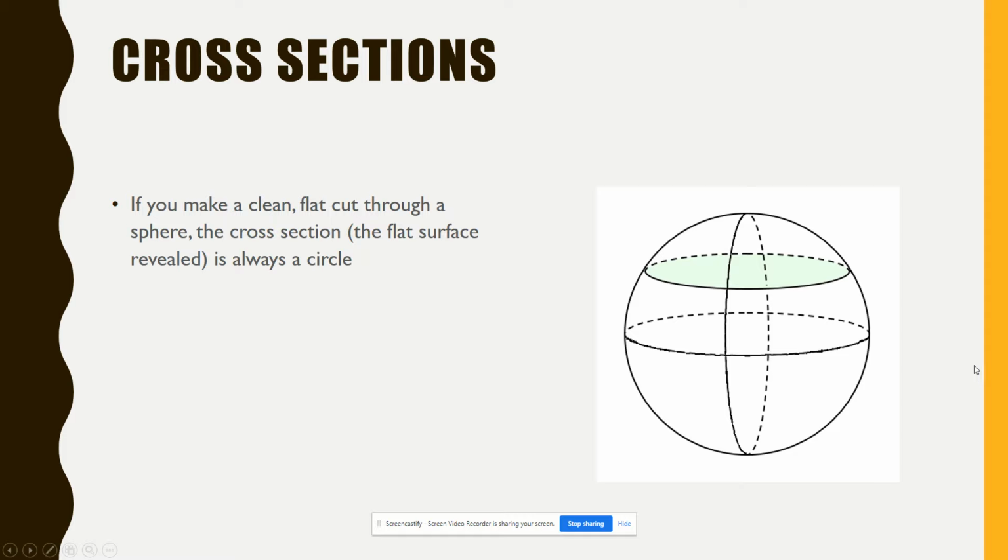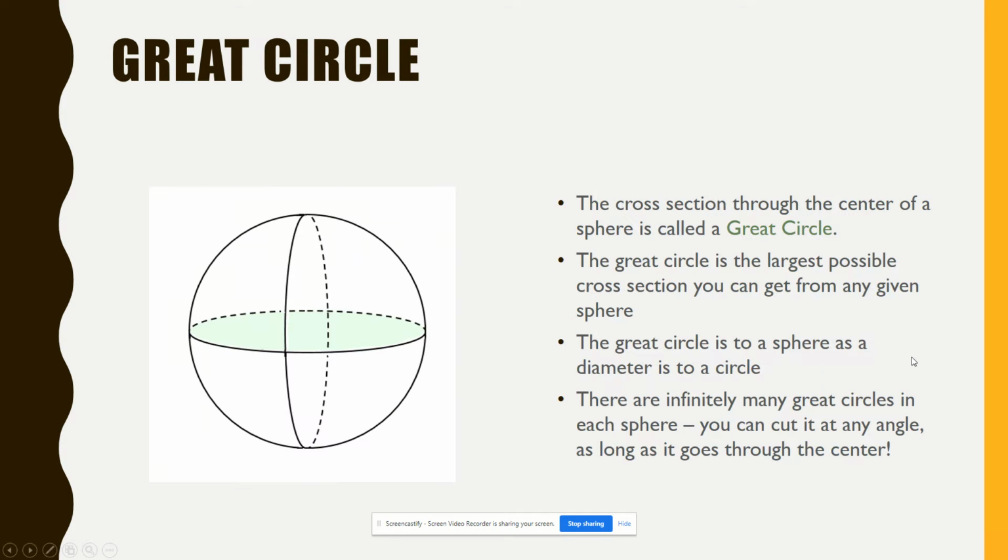If you take a cross section, so that's when you make a clean, flat cut through your sphere, you're going to get a circle. And the biggest cross section, the one that goes through the center of your sphere, is called a great circle. There are infinitely many great circles to each sphere. You can cut it at any angle. So this one here would be a great circle. This section here, perpendicular to my line of sight, would be a great circle. And obviously the green one is a great circle.